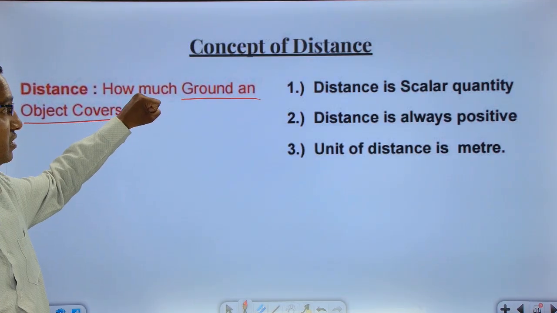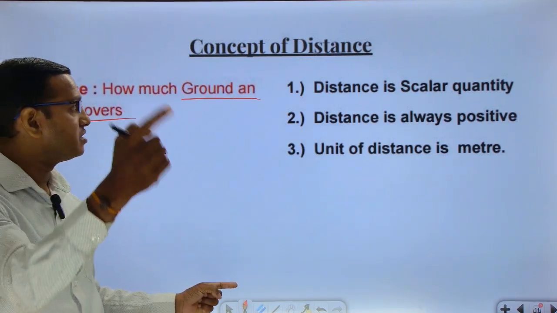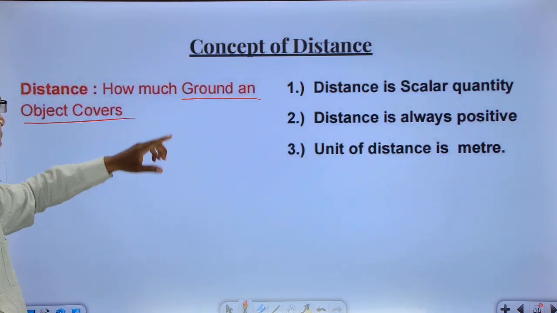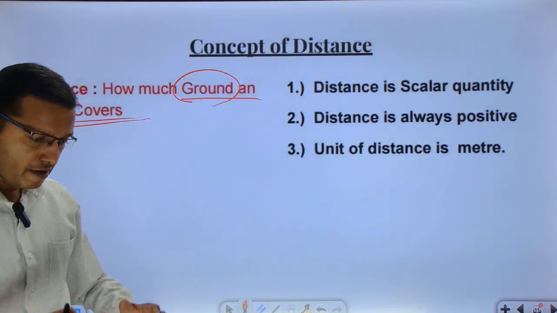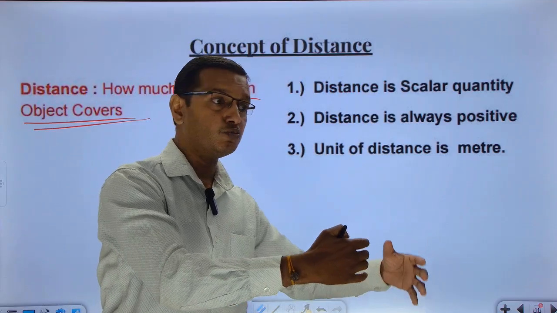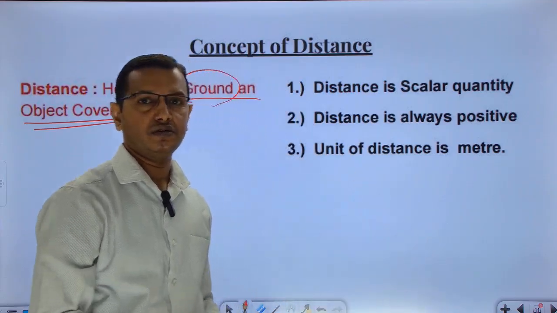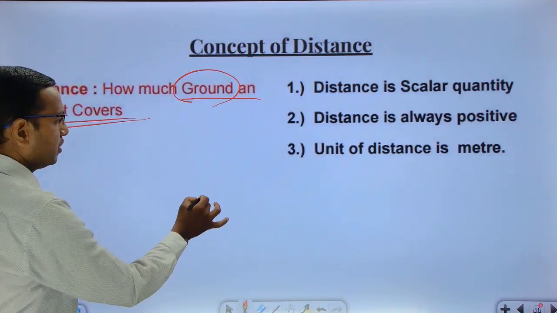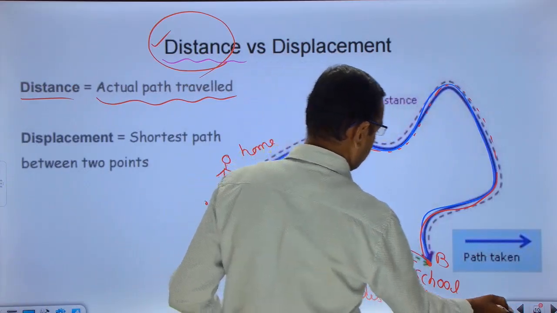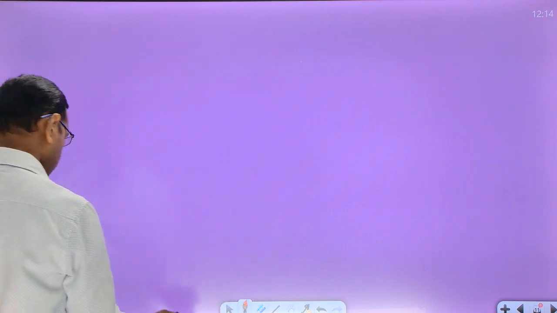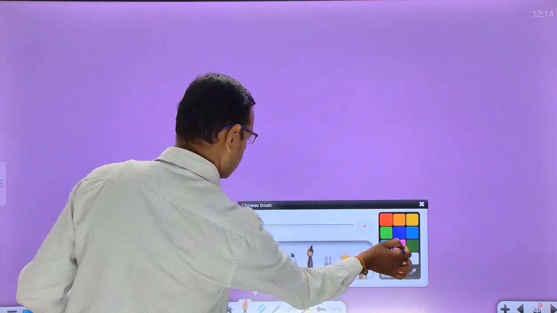Understand this concept very clearly, the clear difference between distance and displacement. What is the meaning of how much ground an object has covered? Every step the object moves ahead is counted. You can measure with certain meters. To explain this properly, I'll elaborate this concept of distance with an example.